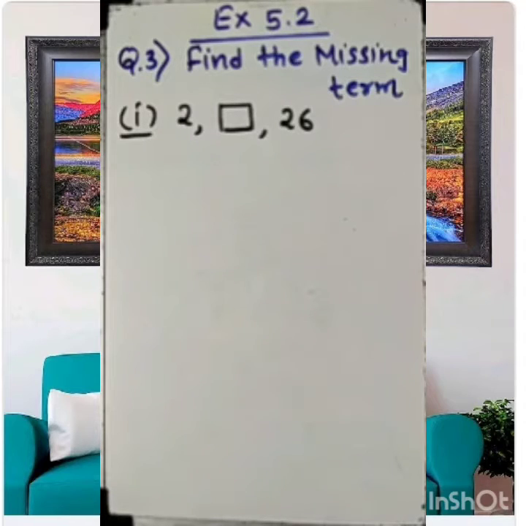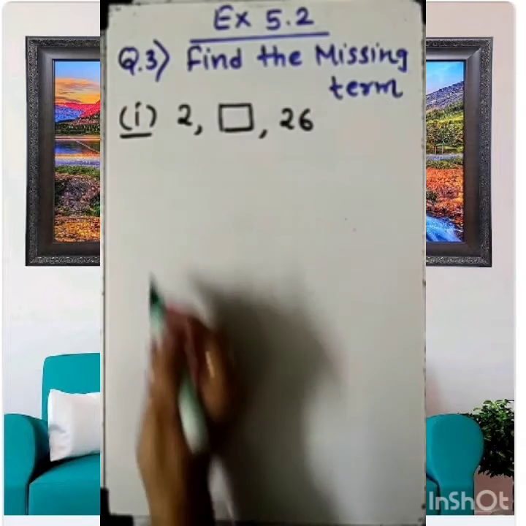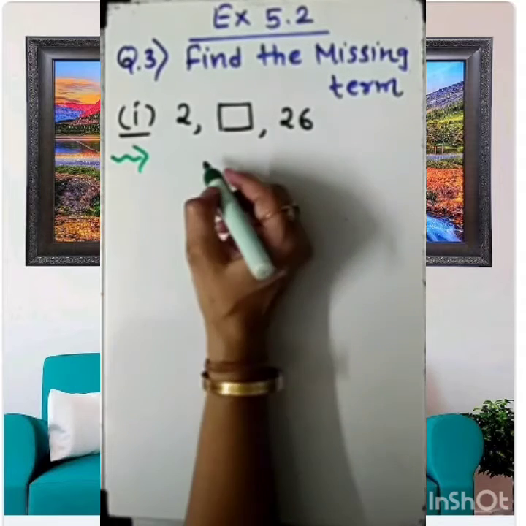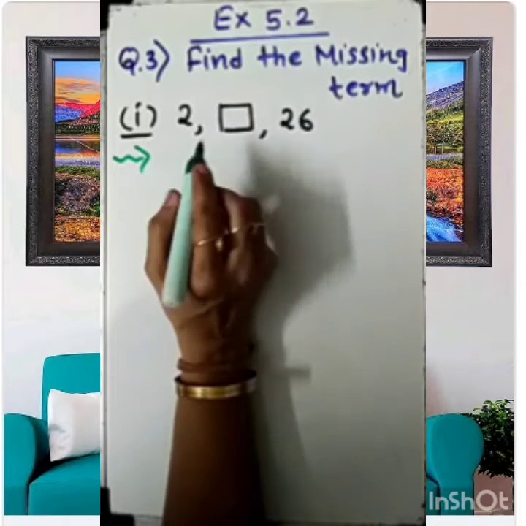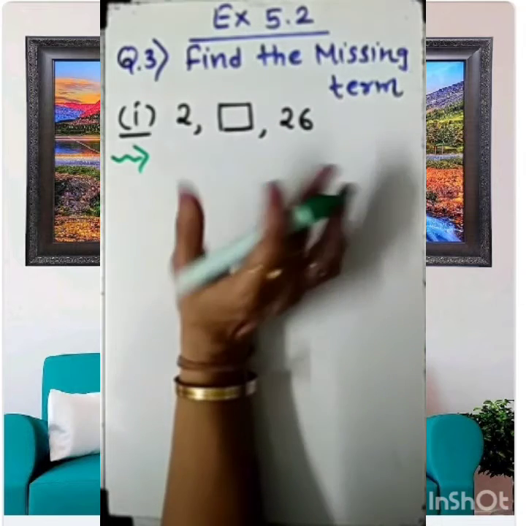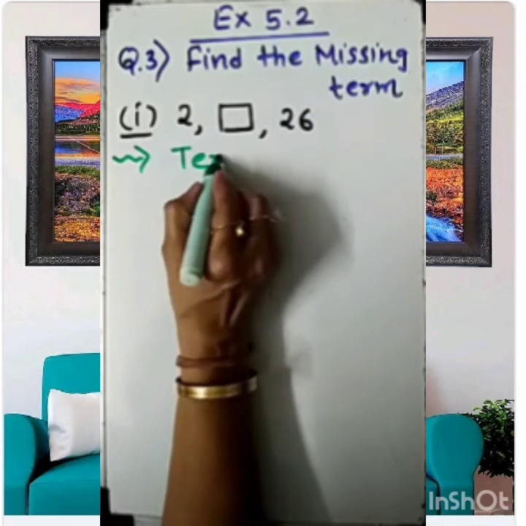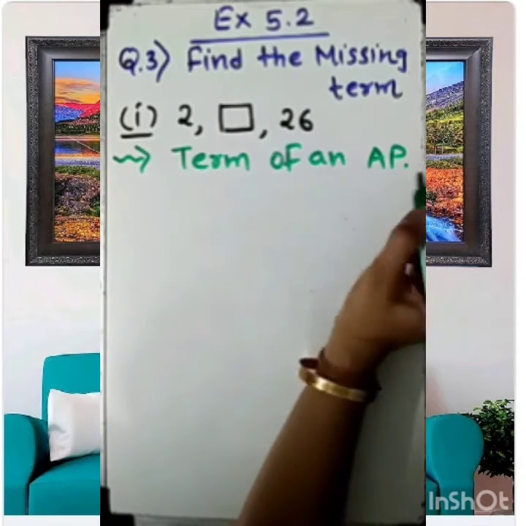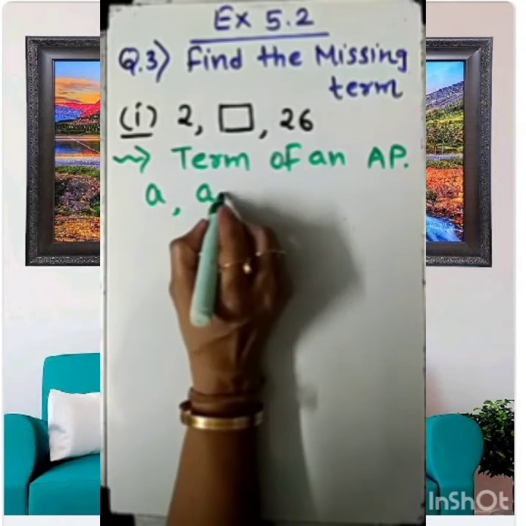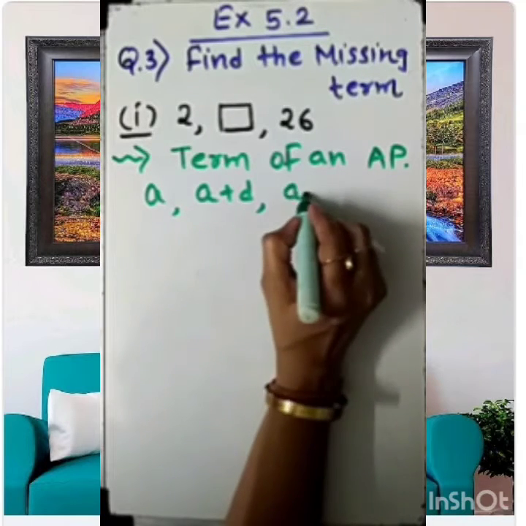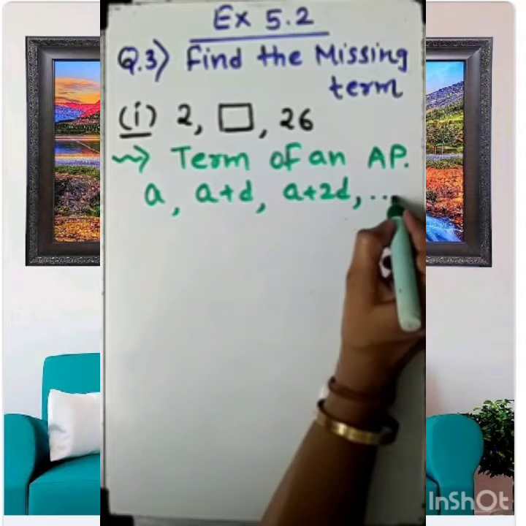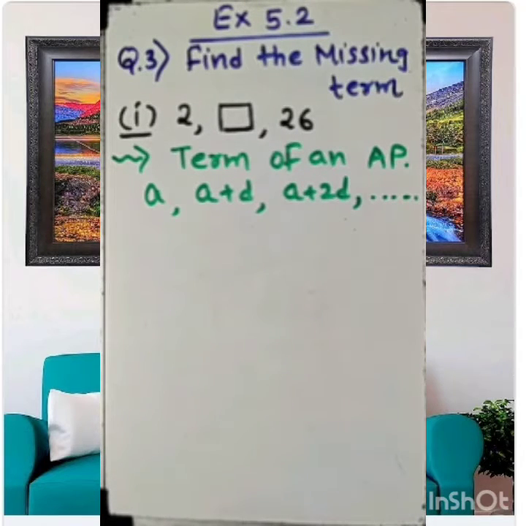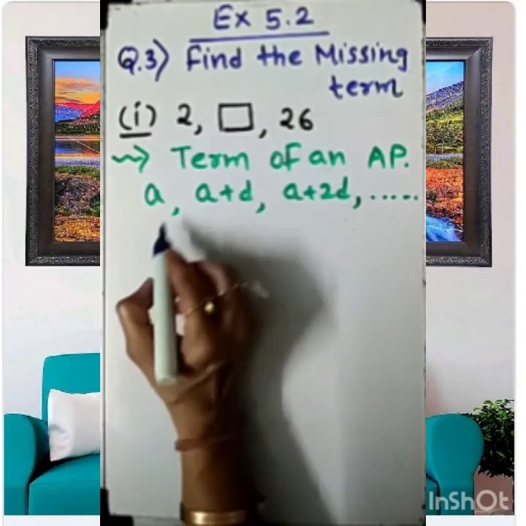Okay, my dear student, it's very simple and very easy. When we start, you will understand all the questions crystal clear one by one. Now, the terms of an AP we generally define by a, the first term, then a plus d, then a plus 2d, and so on. If I compare the given AP with this, then a will be 2. That is the first term.